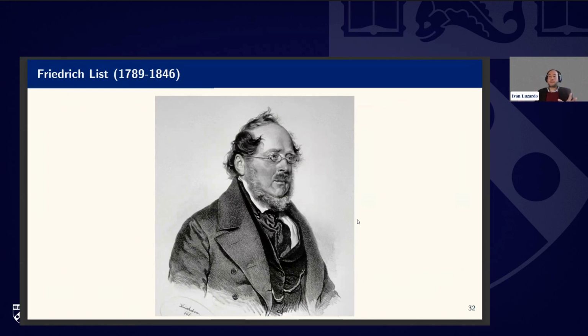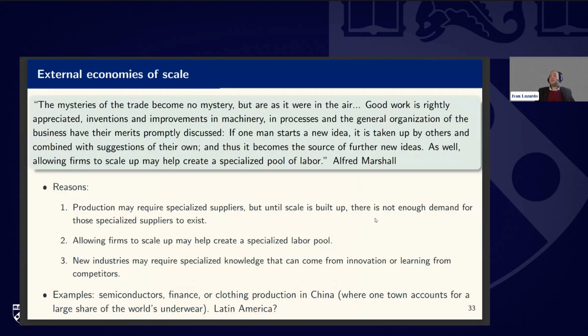So we have a historical precedent, and what we have here is a picture of Friedrich List, probably the most influential author of the German historical school of economic thought, that would have a lot of influence on the school that made a case in favor of the theory for import substitution industrialization.